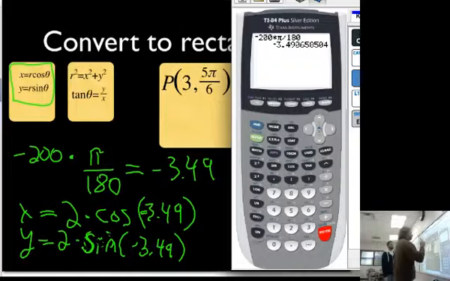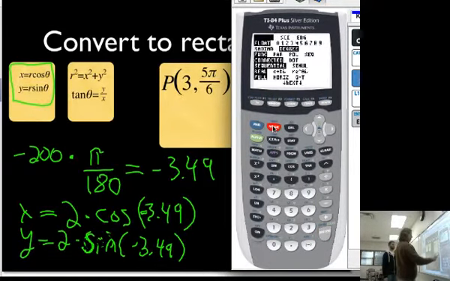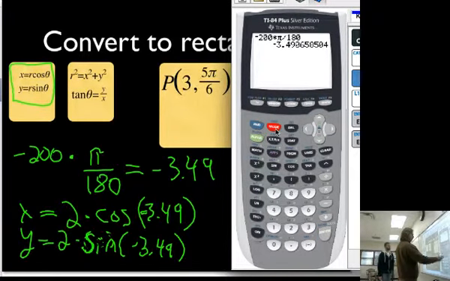All right, now I remember the angle had to be in radians, so let's double check our mode just to make sure. Oh, good thing we checked. We were not in radians. So boom, now we are. All right, so we would like to go 2 times the cosine of negative 3.49.